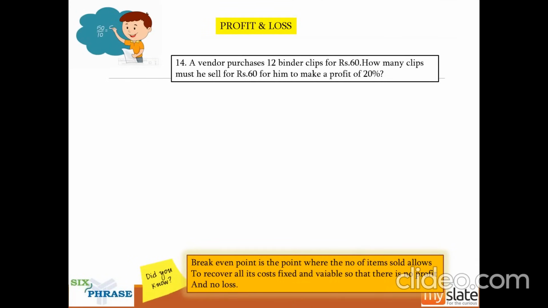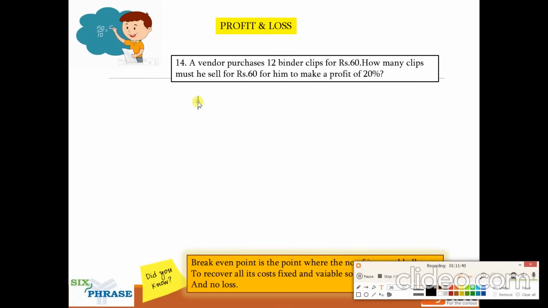A vendor purchases 12 binder clips for rupees 60. How many clips must he sell for rupees 60 for him to make a profit of 20%? This is just a variation of the unequal quantity formula. Just look at how I'm doing this. Very easy.